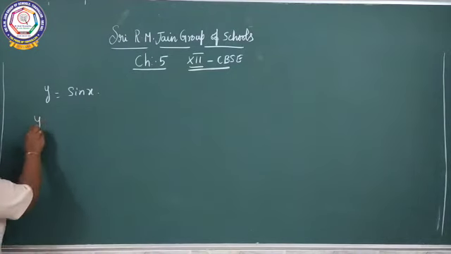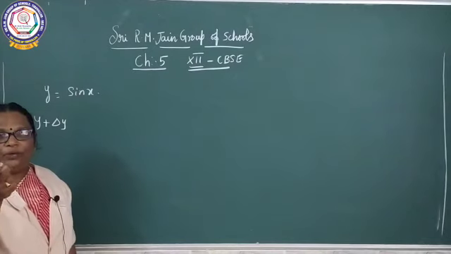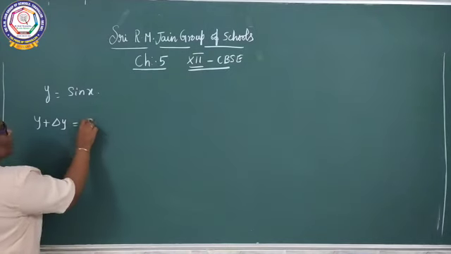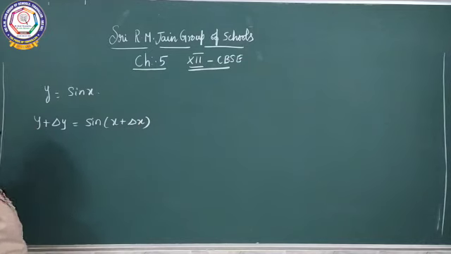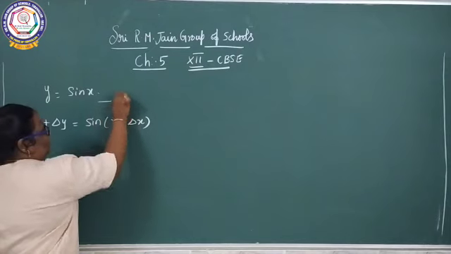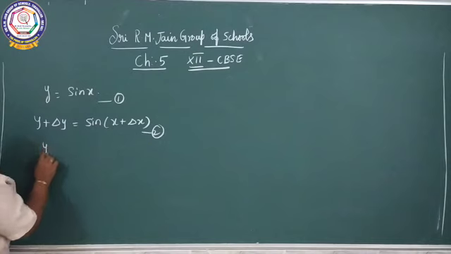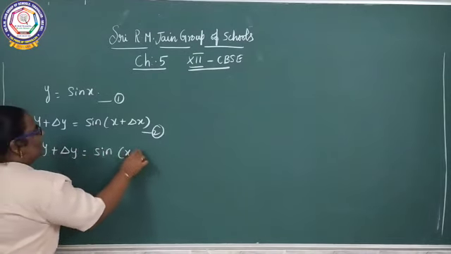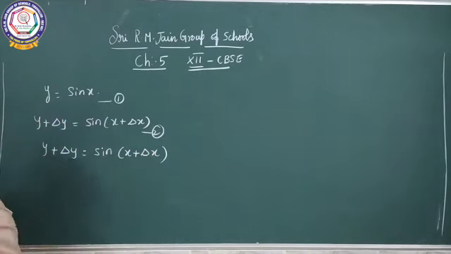See, y plus delta y. What is delta y? There is a small change in y. That is a first order derivative. y plus delta y equal to sine of x plus delta x. You can take it as 1, and take the original as 2. You bring the y term, or you can subtract 2 minus 1 also.